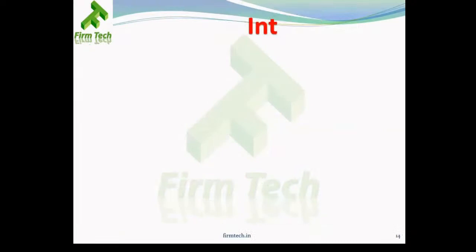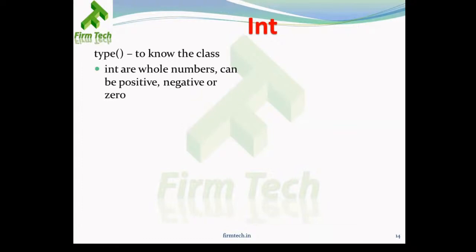So now we shall discuss the integer data type. First I have given a function type of. This type of is a function which is similar to the one we already used, that is ID. ID gives the memory location and type of gives the class to which the value which we have given belongs. These integers are whole numbers. They can be positive, negative, or 0. A equal to 5, it is an integer. If you print the type of A, it will give class int. B equal to 0.